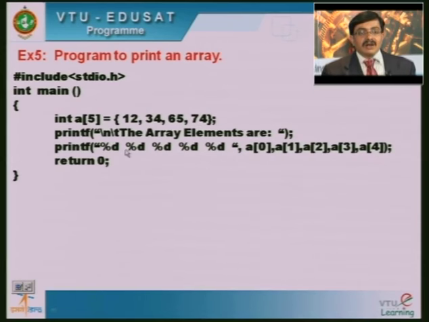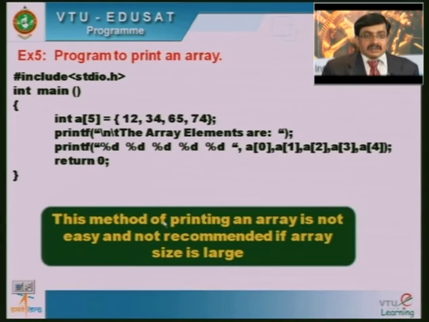So, I am printing all the 4 values there. So, 0 to 4: 1, 2, 3, 4. I am printing only the 4 value here, and a of 4 is taken as a 0 there. Since it is partially initialized, that will be taken as a 0 there. So, a of 0, a of 1, a of 2, a of 3, and here this method of printing an array is not easy and not recommended if array size is large.